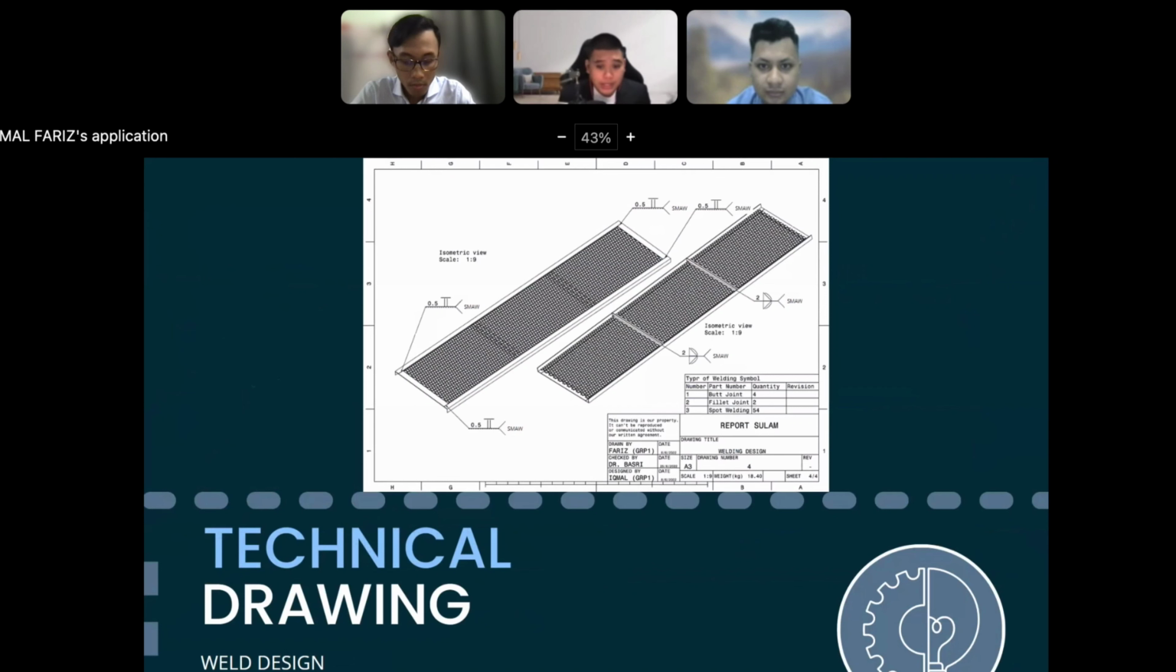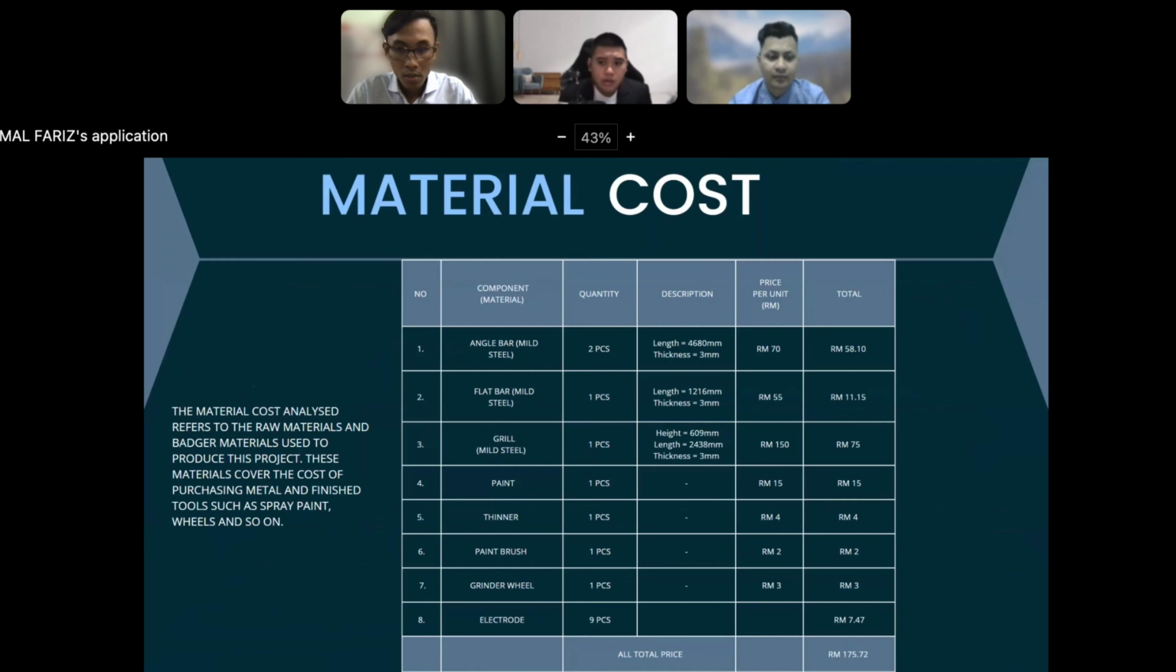So this is the weld design that took place in our project. As you can see over here, we mostly use SMAW, because SMAW can help us to reduce the costing when using welding. My friend will explain it later. As you can see, we're using it on every part. We have butt joint, fillet joint, and also spot welding. All of it we use shielded metal arc welding. Material cost, I will pass to my friend to continue about it. Thank you. That's all from me.